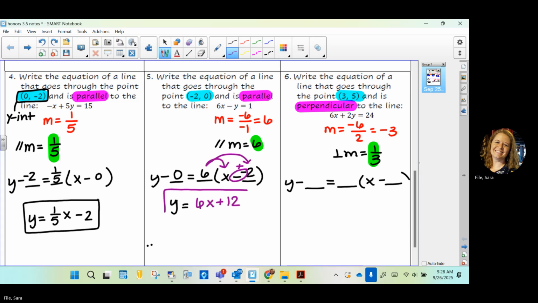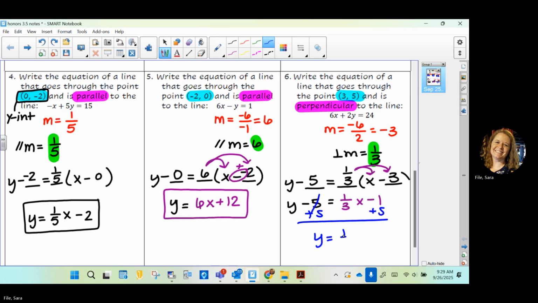All right, so then over here, my slope that I need is 1/3. The y is 5 and the x is 3. So I'm going to distribute my slope. Okay, and then move my constant. And again, all of these can be checked.